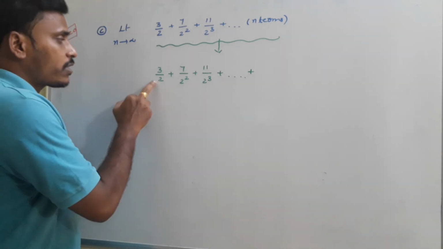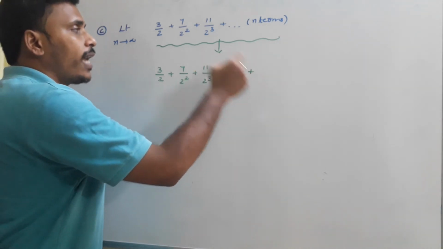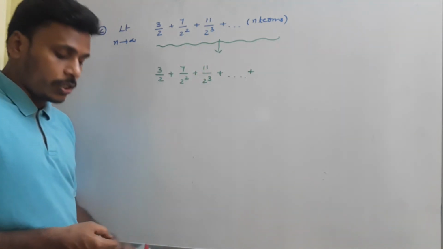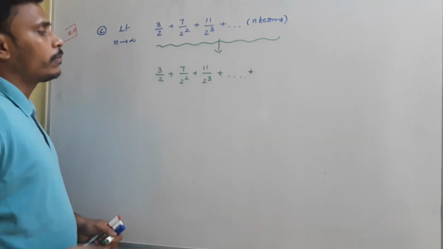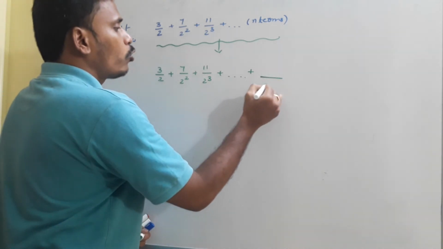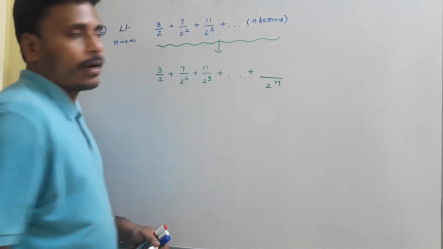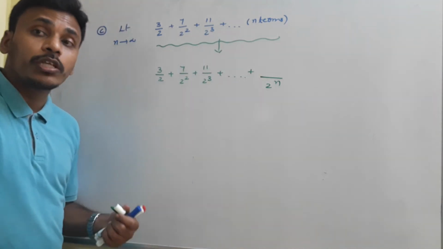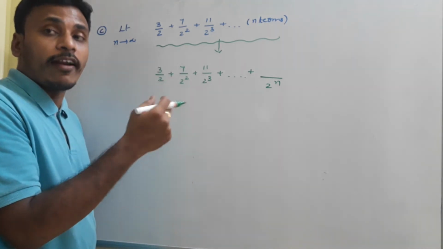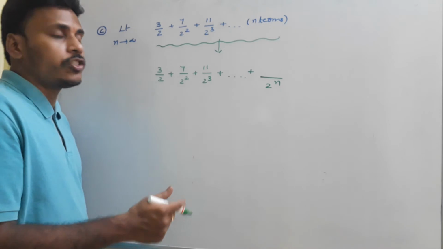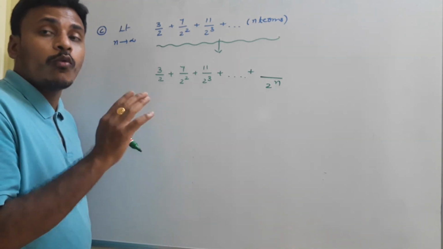For that, first term is 3 by 2, second one is 7 by 2 square, third one is 11 by 2 cube, and it has n terms. Say what is that nth term? When you think about nth term, see the denominator is clearly 2 power n, because 2 power 1, 2 power 2, 2 power 3. What to say about the numerator? If you think about the numerator, see continuously we need to add 4. Think about nth term of AP. First term is 3 plus n minus 1 into 4.